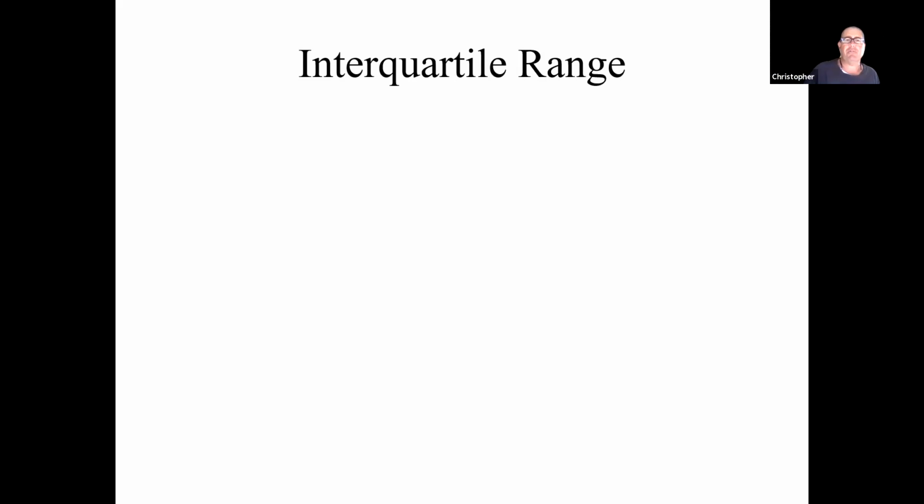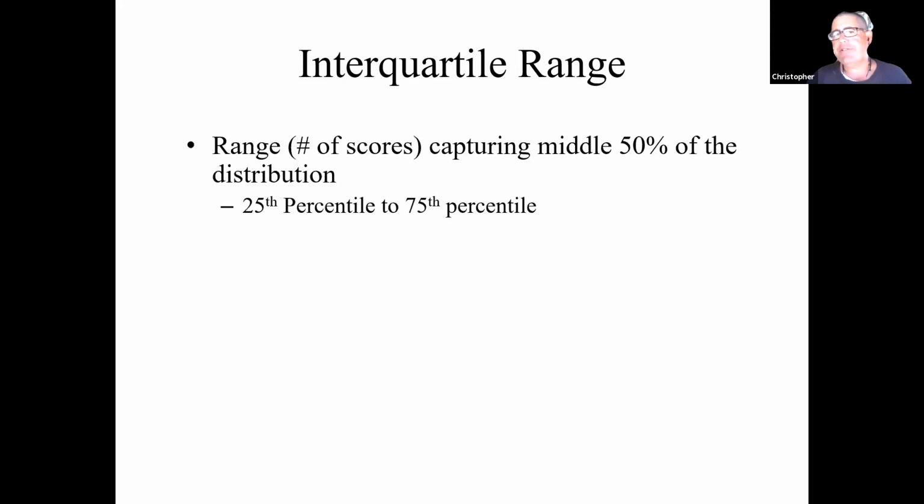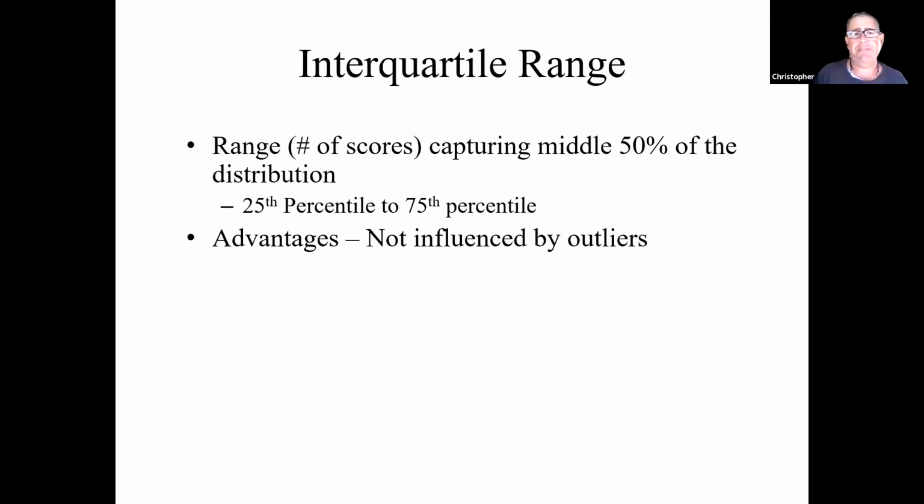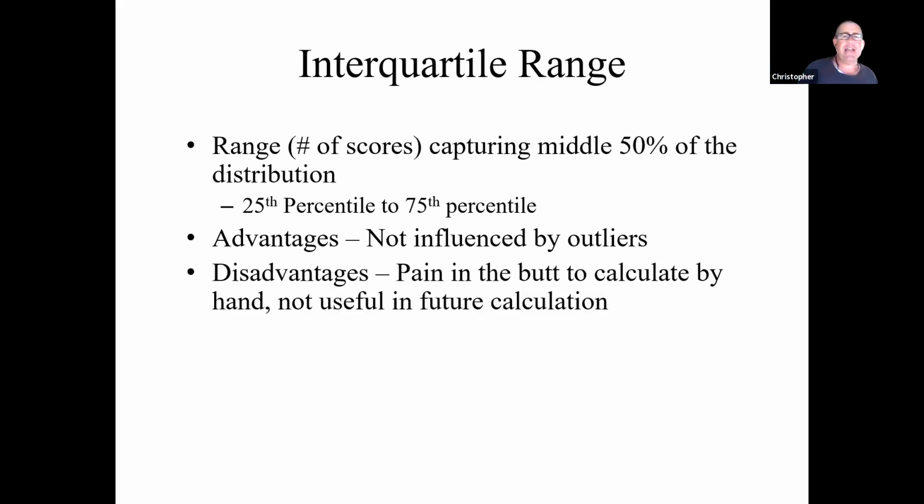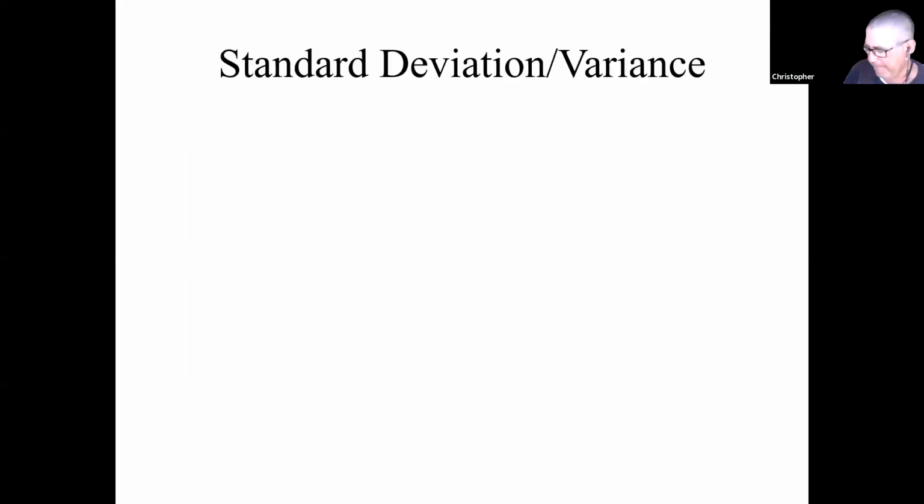Another one is the interquartile range. That's the range of scores that capture the middle 50% of the distribution. Specifically, the score at the 25th percentile and the score at the 75th percentile, the distance between those two. Advantages, it's not at all influenced by outliers. Disadvantage, it would be a pain to calculate by hand, also not particularly useful in future calculations.